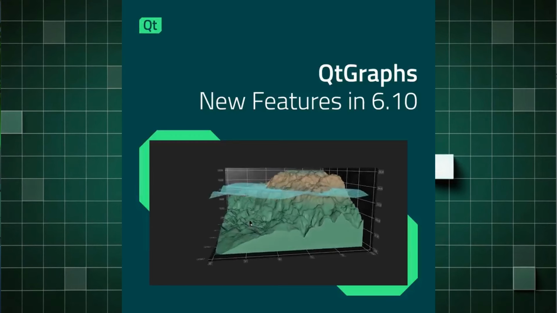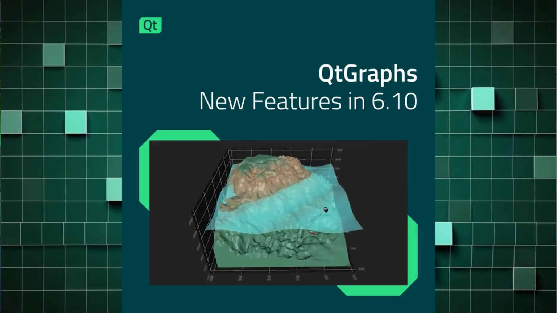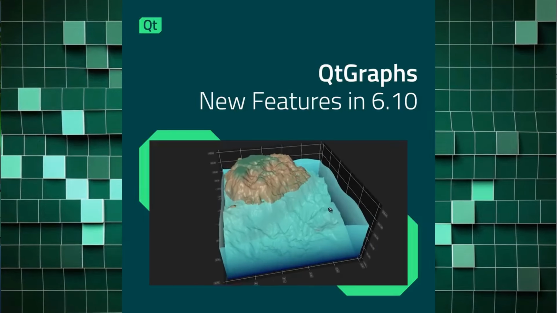Qt Graphs is getting better. In 6.10, the module gains a few powerful features. A new field surface graph for 3D data visualization. You can now fill surfaces with textures or gradients to make them easier to interpret visually.